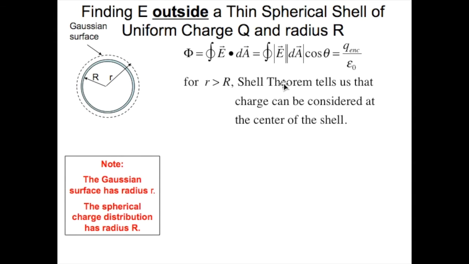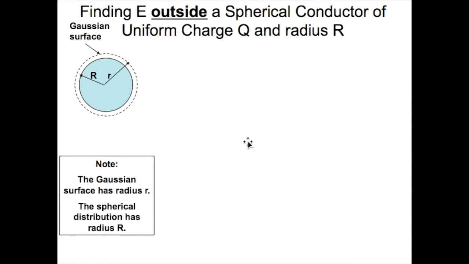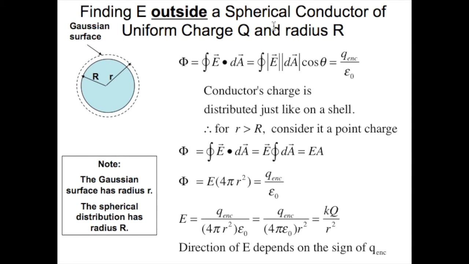For r greater than R, the shell theorem tells us that the charge can be considered at the center of the shell. So big R ends up not mattering. So therefore, it's just like a point charge, and we get the same result that we had before. And then the direction of the electric field depends on the sign of Q enclosed, if it's positive or negative. Outside a spherical conductor, same thing. Because of the shell theorem, it is just like a point charge. It's just like the electric field outside a thin spherical shell, and so we end up with the same result.